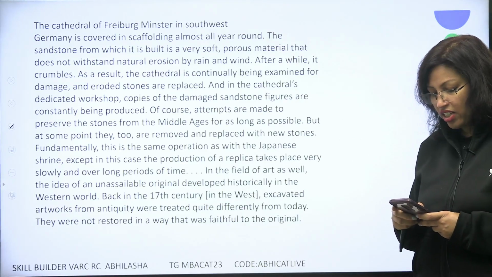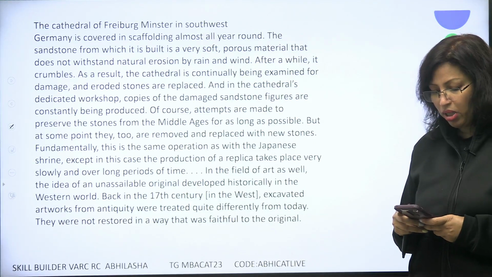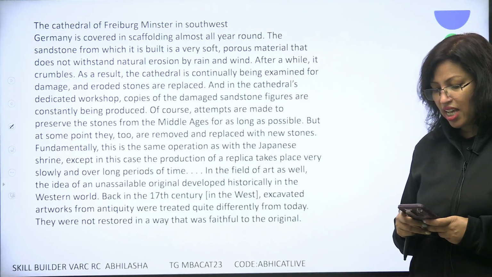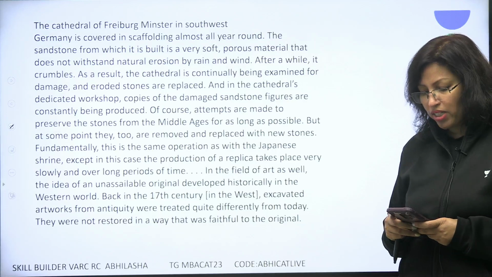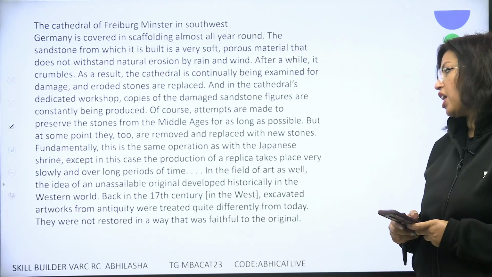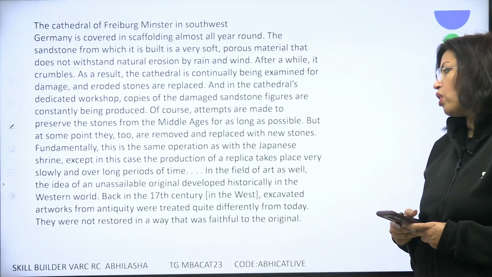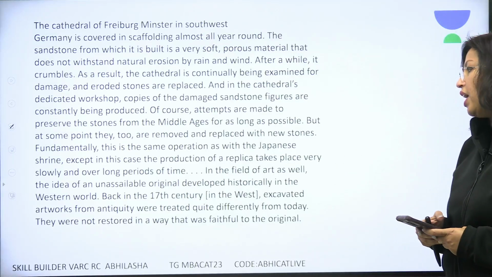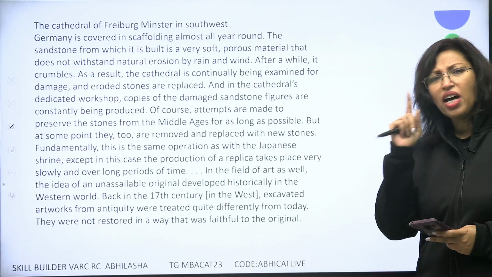And in the cathedral's dedicated workshop, copies of the damaged sandstone figures are constantly being reproduced. Of course, attempts are made to preserve the stones from the Middle Ages as long as possible. But at some point too, they are also removed and replaced with new stones. Fundamentally, this is the same operation as with the Japanese shrine. Except in this case, the production of a replica takes place very slowly and over long periods of time. In the field of art as well, the idea of an unassailable original developed historically in the Western world. That you will have one original.